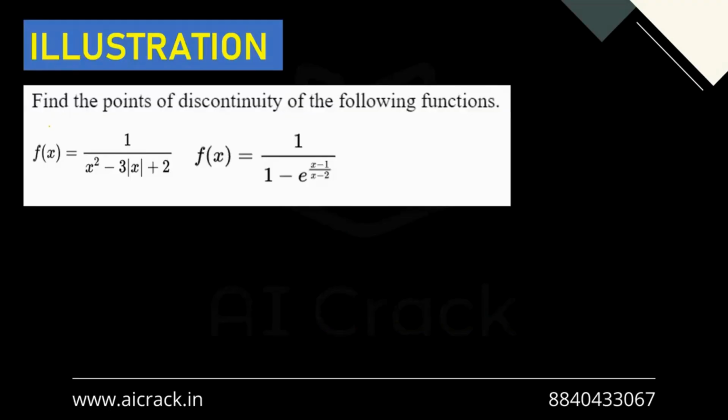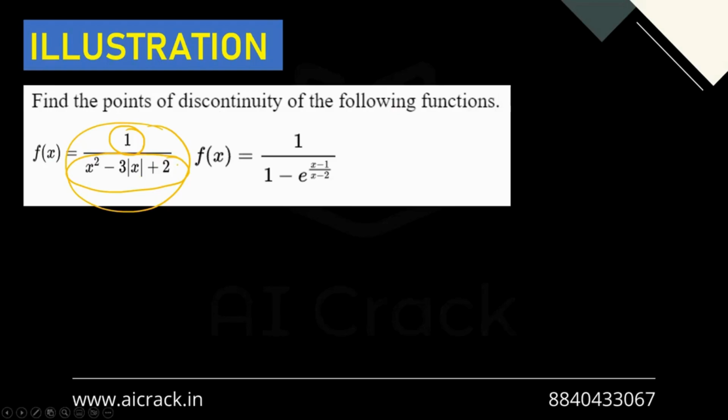Now let's solve this example. Find the points of discontinuity of the following functions. So the first function is f(x) equals 1 upon x square minus 3 mod x plus 2. Now this is a modified version of a rational function. This is not exactly a rational function because we cannot call this a polynomial function, but it's a modified version of a rational function. This is a polynomial in the numerator, and this is also a modified version of a polynomial function with a modulus sign. Okay, so that's why you cannot directly call it a rational function.